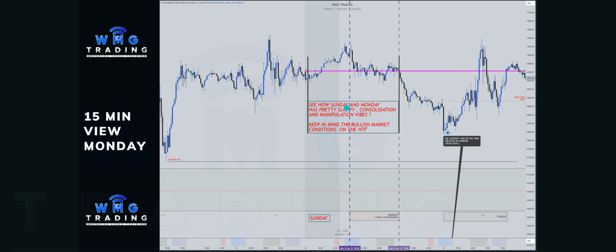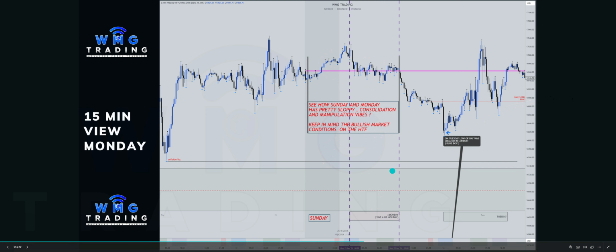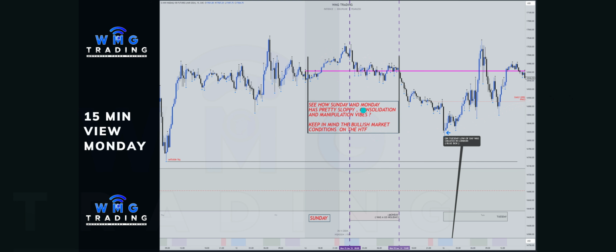So we could see how Sunday and Monday was pretty sloppy, right? Here's Sunday, here's Monday. Monday was also a U.S. holiday on this day, which was, I believe, the 15th of January. We can see how it was pretty sloppy. And remember, from the weekly breakdown of the weekly range, Sunday, Monday creates consolidation, manipulation. We anticipate that. Okay, Tuesday, Wednesday creates 70% of the time the high or low of the week, depending on bias. In this case, it was bullish.